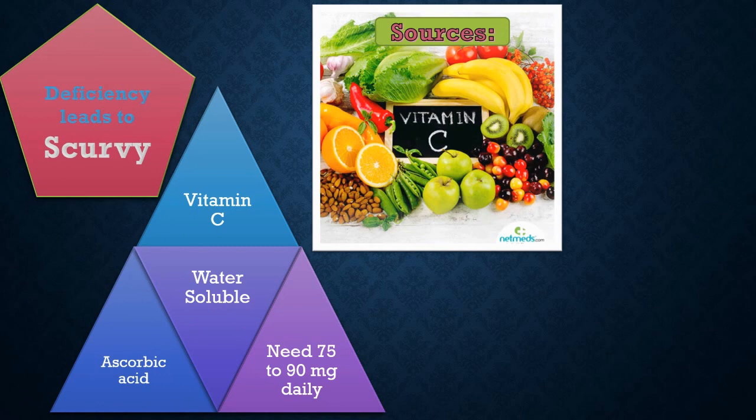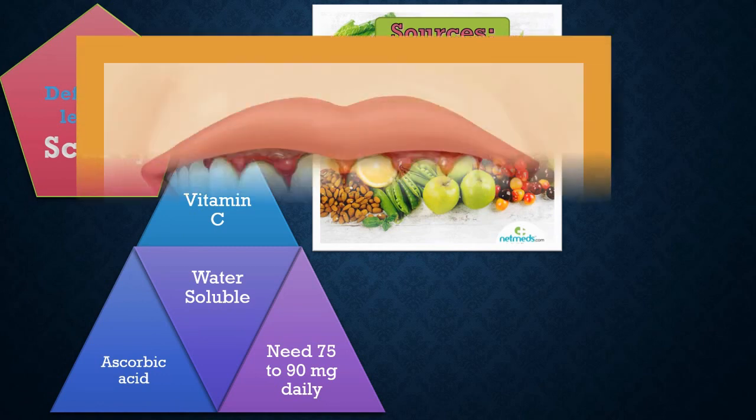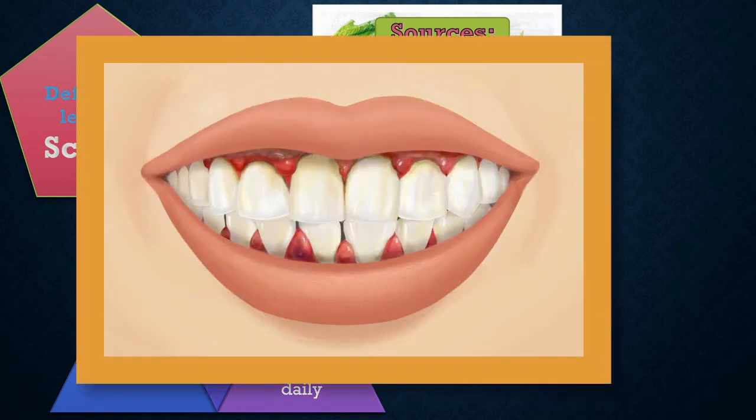The deficiency of vitamin C leads to a condition called scurvy. What is scurvy? You can see scurvy is a condition where there will be inflammation in the gums and bleeding in the gums. It may lead to loss of teeth also. So this is the condition scurvy.